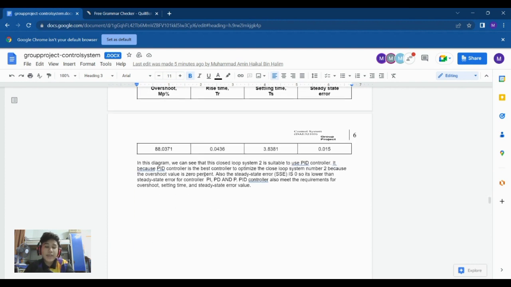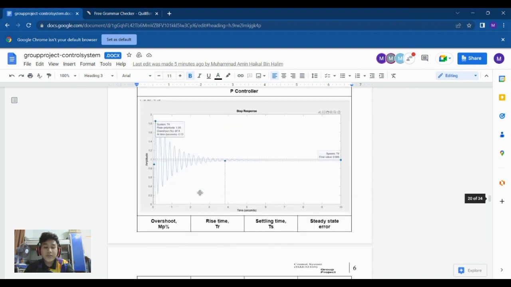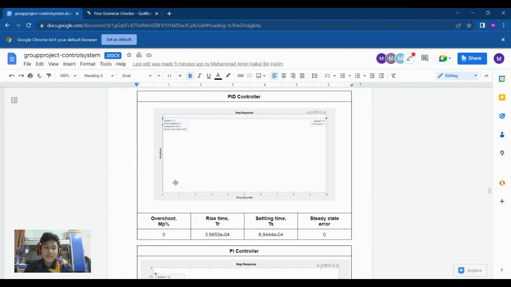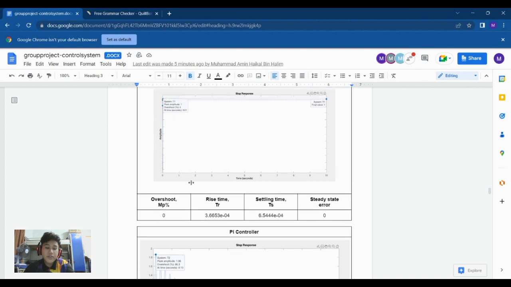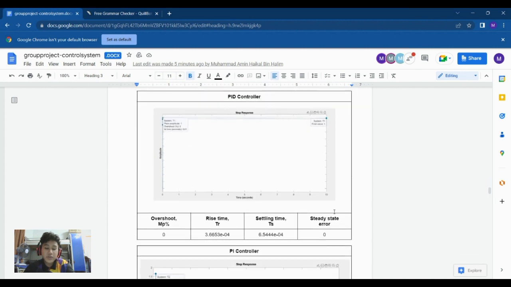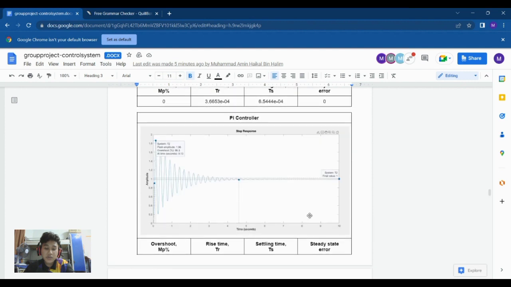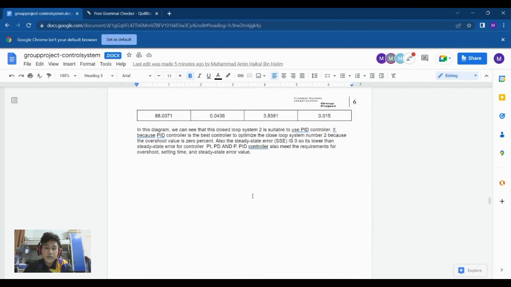So in this diagram, we can see that this closed loop system 2 is suitable to use the PID controller. It is because the PID controller is the best controller to optimize the closed loop system. Number two, because the overshoot value is 0%. We can see at the graph. So overshoot for the PID controller is 0 and the steady state error is 0. So that's why system 2 is suitable to use the PID controller.